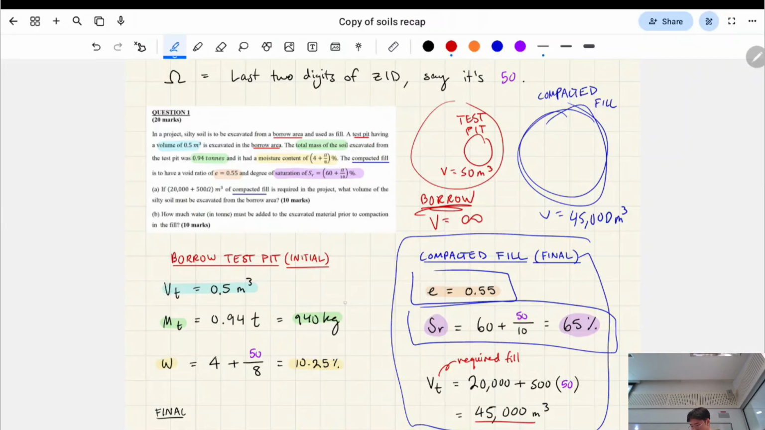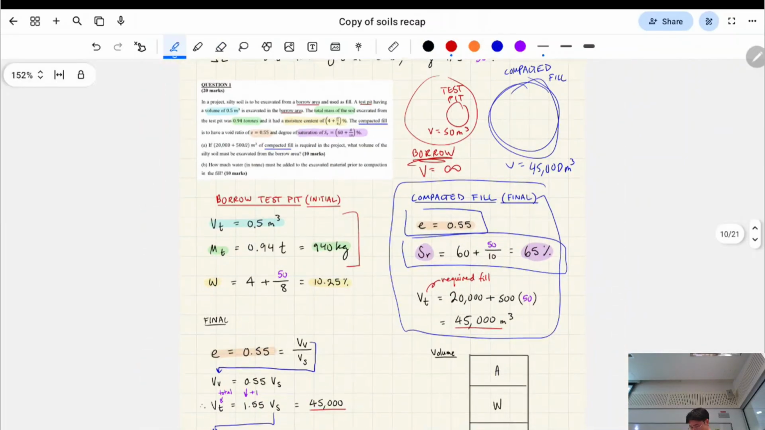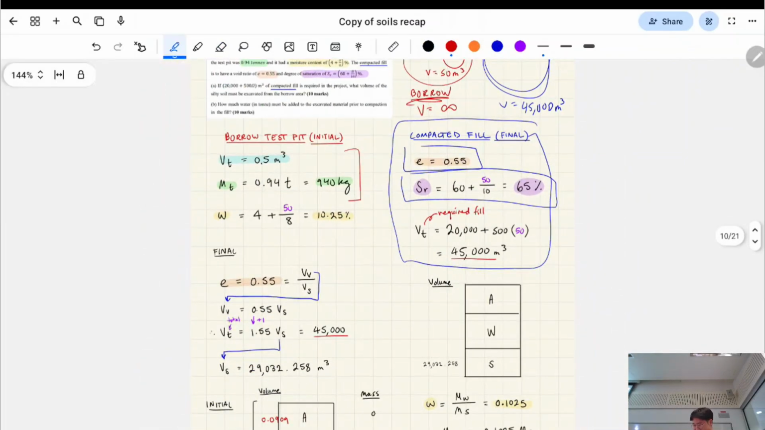So the test pit has all this, but it has a certain moisture content, right? So like 10.25, we have to add a certain amount of water to it. I'm not explaining this that well. Give me a sec. Okay.